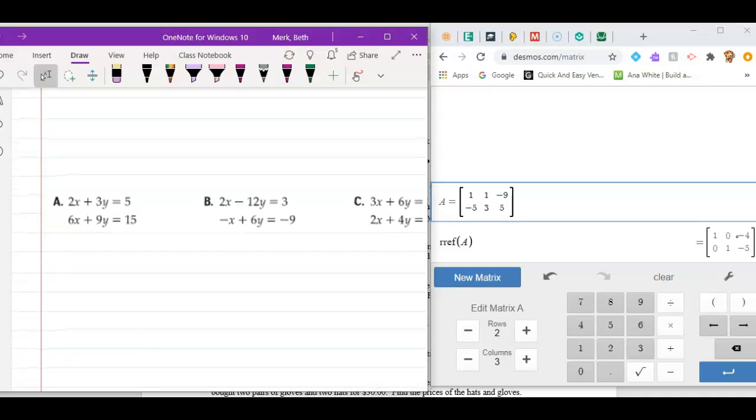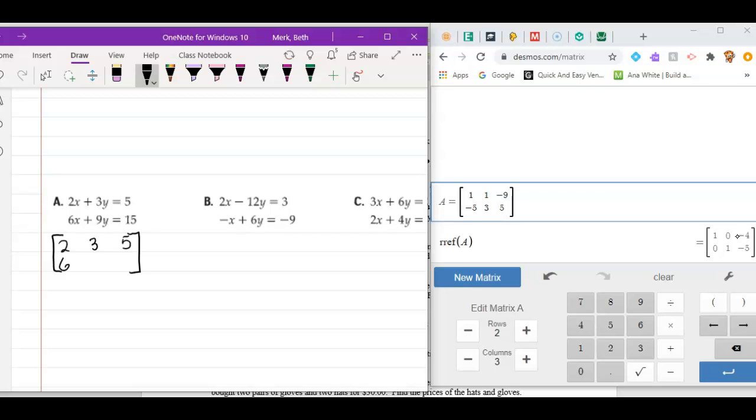All right, how about A? Let's go ahead and write a matrix for A. Example A, 2, 3, 5, X, Y, number. And when we type it in to Desmos, 2, 3, 5, 6, 9, 15. What happened?